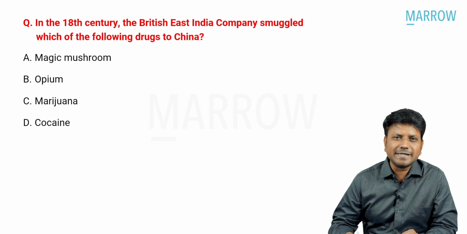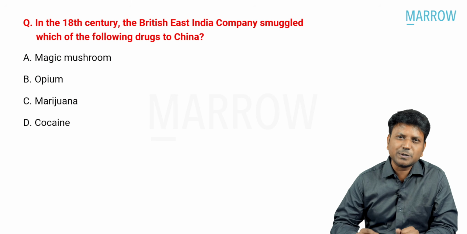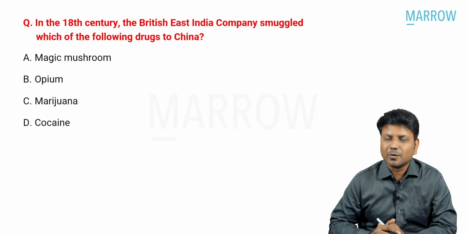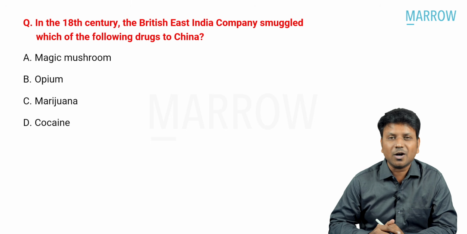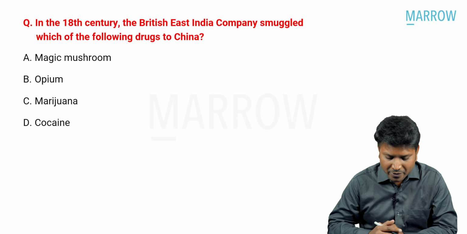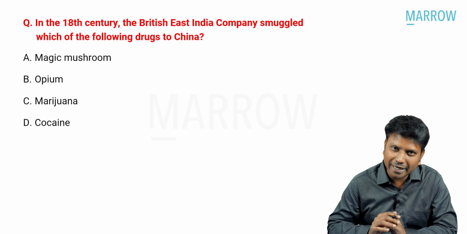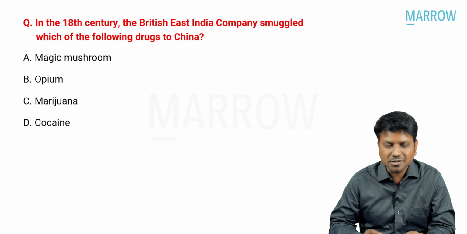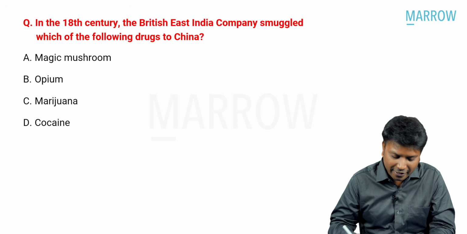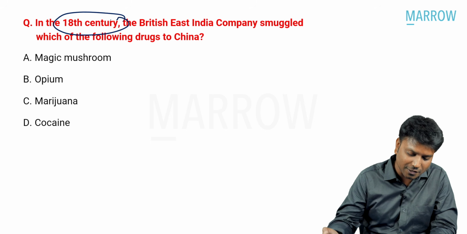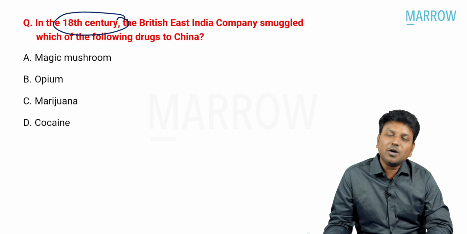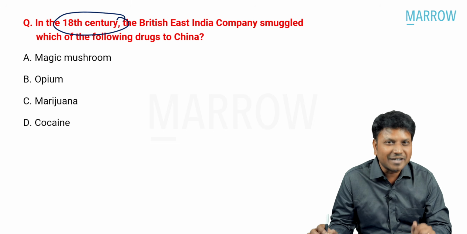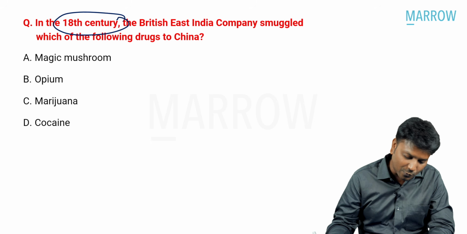Normally in INI-CET sessions, we tend to expect a little higher level question, particularly with regard to concepts or any advancements in the field. But this question does not fit into any criteria of INI-CET at all. This is an 18th century question. In the 18th century, British East India smuggled which of the following drugs to China? I don't really know in what way that is relevant to medical practice right now, but still, we need to answer this.